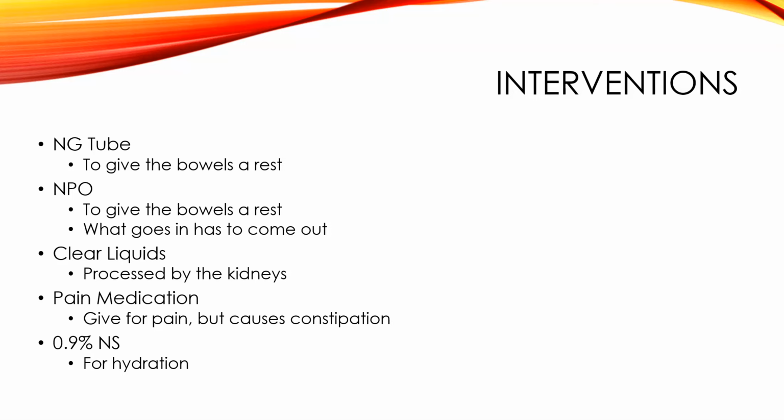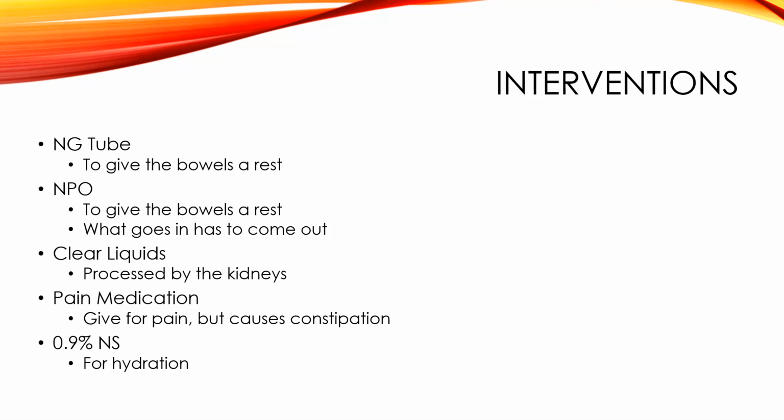They could do clear liquids if they are tolerating it. Obviously, you're going to turn the NG tube off. You can give them some water, maybe some clear juices, just to see how well they tolerate it. This is being processed by the kidney, so you are still giving the bowels a rest.